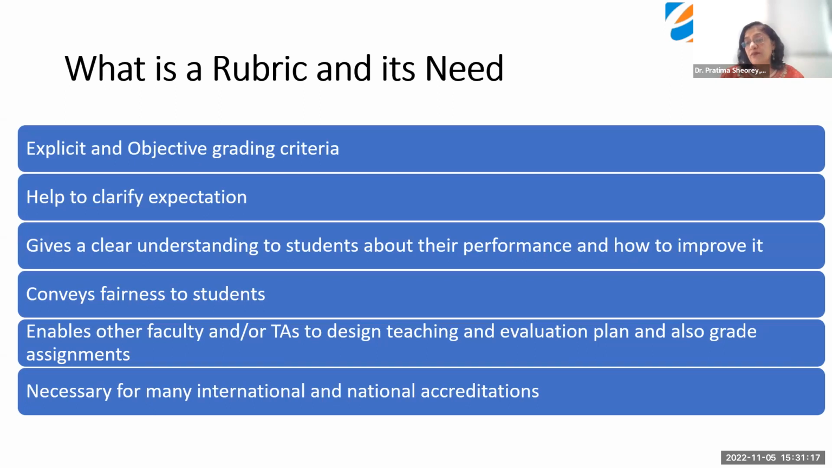So what is a rubric, therefore, right? It's explicit and objective grading criteria, right? If you write 4 points, you'll get so many marks. You write 6 points and you coherently explain the concept, then you will get so many marks. So explicit and objective grading criteria, right, helps to clarify expectations, right?